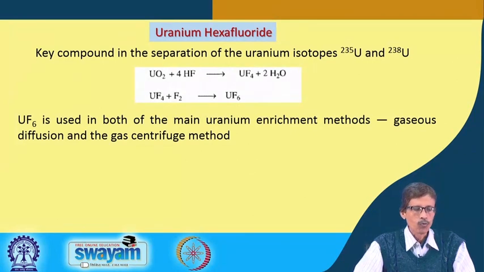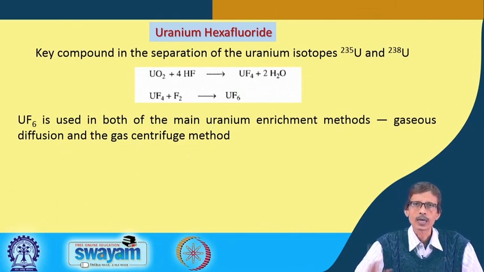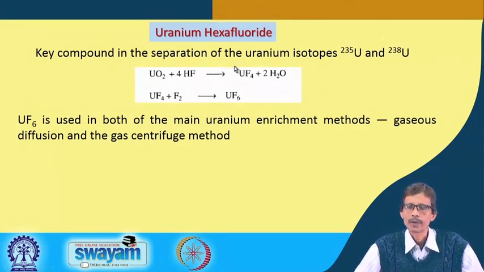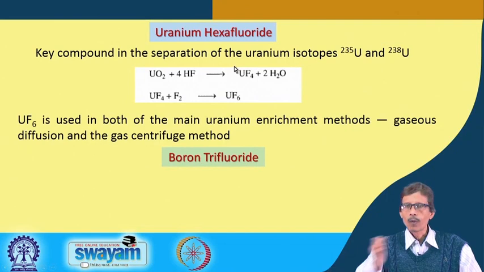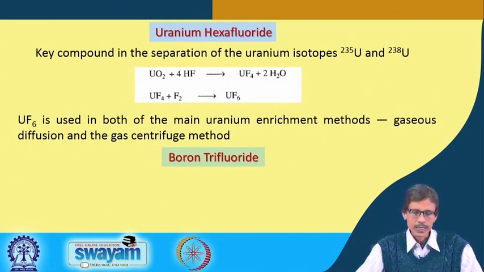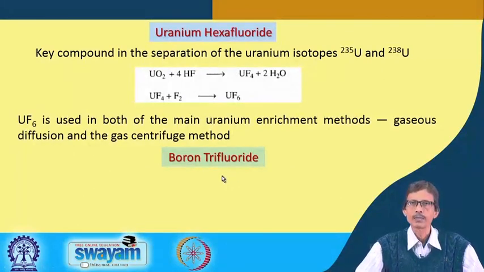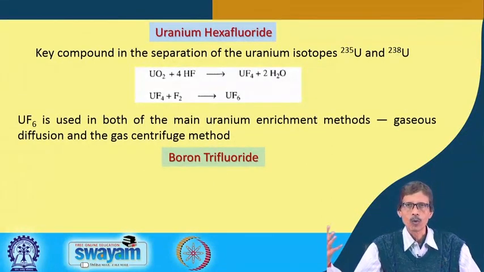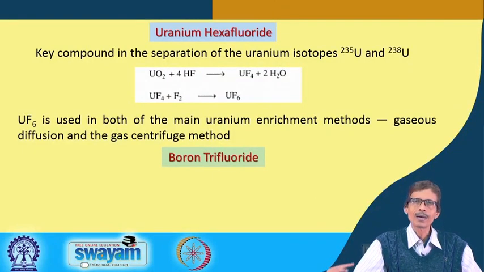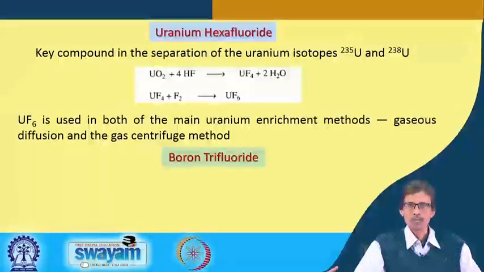But if you go for a diffusion process, that means the gaseous diffusion and the gas centrifuge method for the separation process, because one will be heavier and the other will be lighter, you can allow for your separation. Then one more important compound, from the organic chemistry point of view to the industrial sector, is nothing but simple boron trifluoride. So, at one end you have uranium hexafluoride, which is the heaviest one.